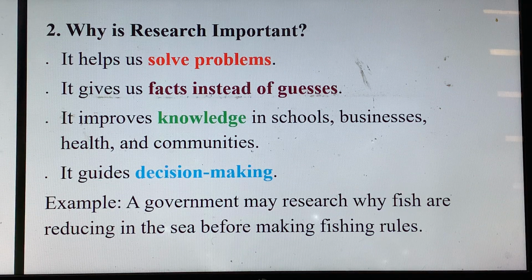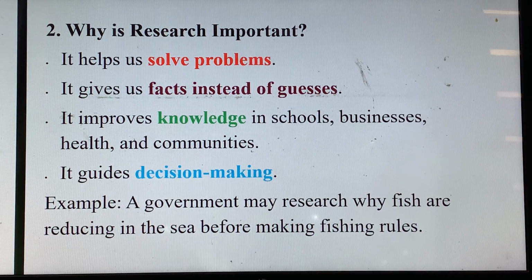Now, prior to this, we said that research helps us solve problems. So once a problem is identified, research can be conducted on that problem, and based on the results, we can decide. Hence, we say that it guides decision making. An example could be a government researching why fish are reducing in the sea before making fishing rules. So these are some of the importance of research.